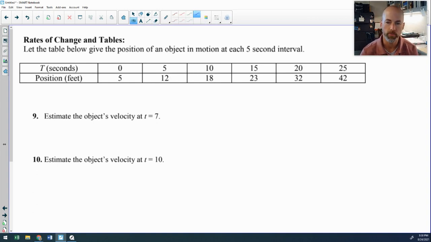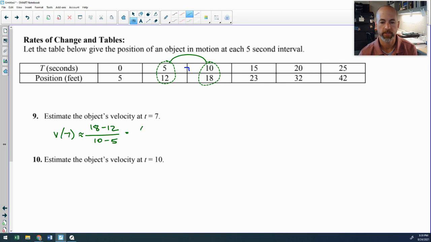And so what I like to do, and on number 9, we don't have any options, but for this one, since 7 is between the 5 and the 10, to estimate the velocity at 7, we're actually going to find the slope from 5 to 10. And so my velocity at 7 is going to be approximately 18 minus 12 over 10 minus 5, which would be 6 over 5.